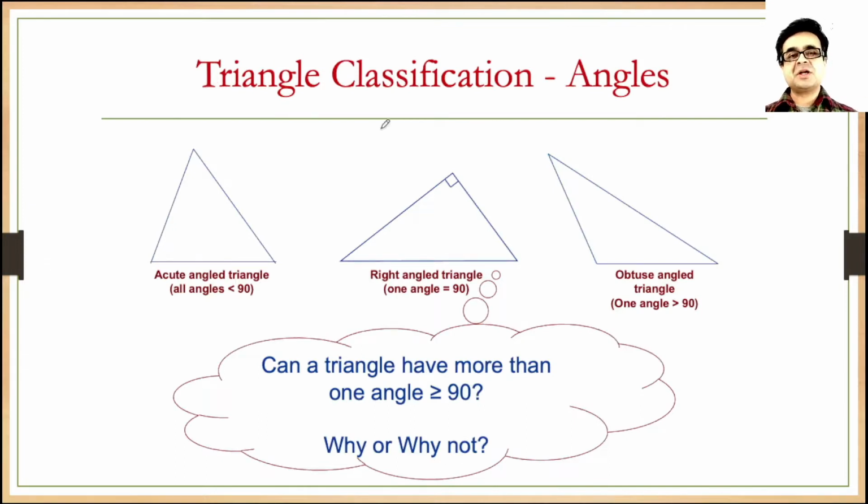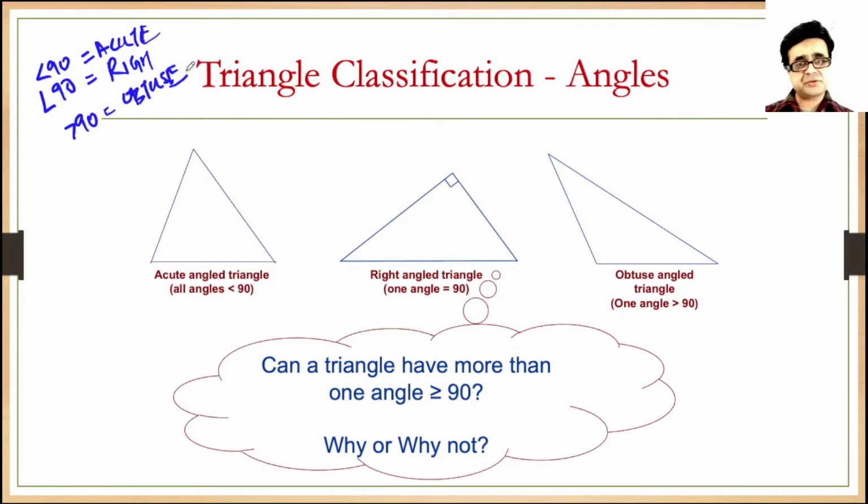Classification of triangles. There are many ways to classify a triangle. One of them is based on the angles in a triangle. A quick definition: an angle of 90 degrees is called a right angle, less than 90 degrees is called an acute angle, and greater than 90 degrees is called an obtuse angle. In an acute angle triangle, all the angles are less than 90 degrees. An equilateral triangle, for example, which has all angles as 60, is an example of that. In a right angle triangle, you have exactly one angle as 90 degrees, and the other two would be less than 90 degrees, which means they will be acute angles.